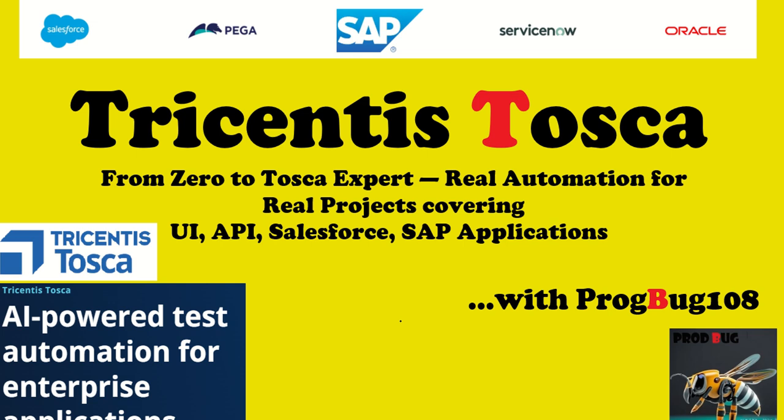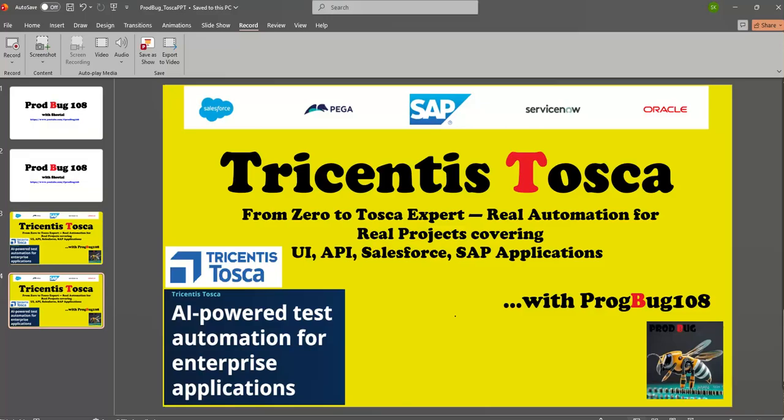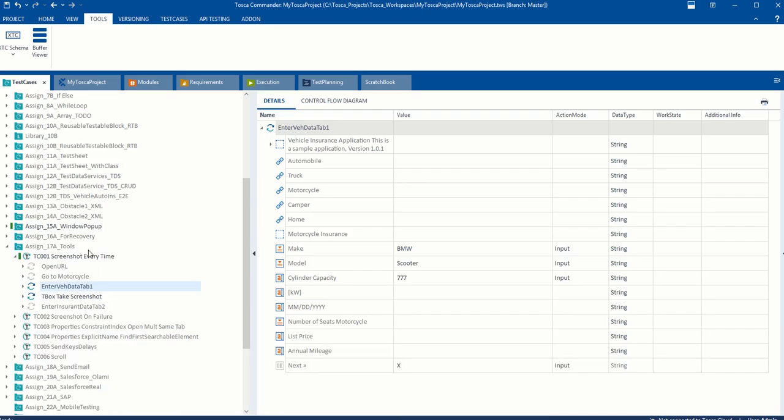Tosca has already given the facility, or feature, for taking the screenshot. You just need to drag and drop and that's it, only a 5 second job, not more than that. So let me show you how we can do that.